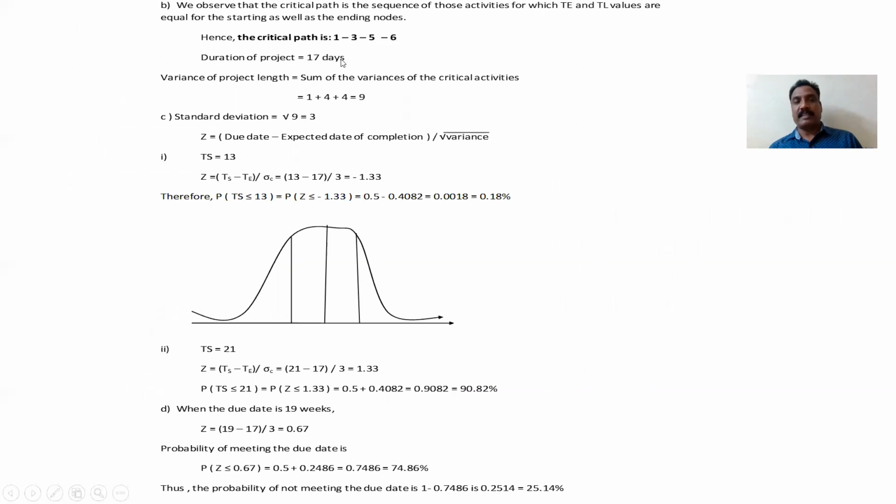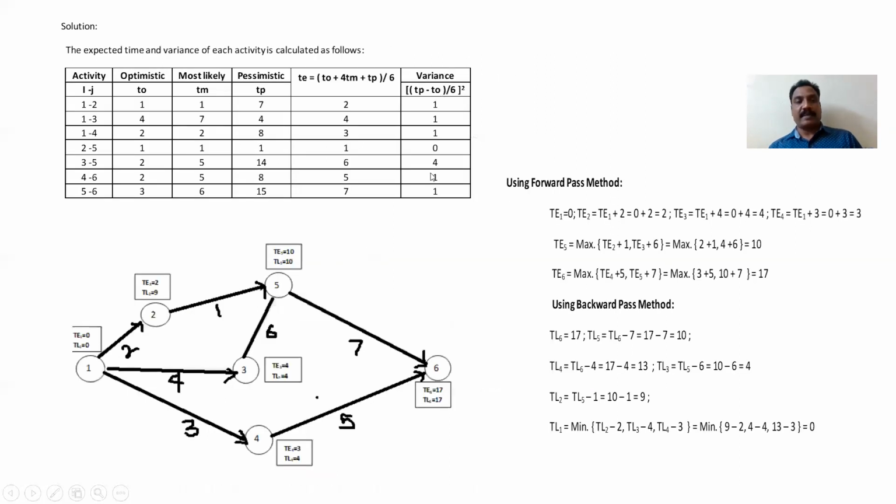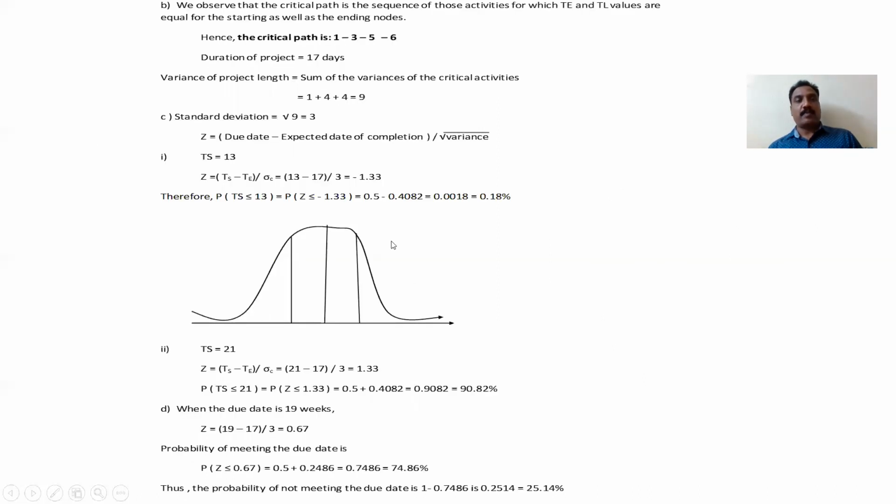Length of the project is nothing but duration. Means the sum of the variances of the critical activities. What are the critical activities? 1 to 2 is 1, then 1 to 3 is 1, 3 to 5 is another one, 5 to 6 is another one. Their variances you take up. The sum of those variances will give you the project's length, or directly 17 days from the network diagram you can write. Variance of the project is nothing but the sum of the variances of the critical activities.